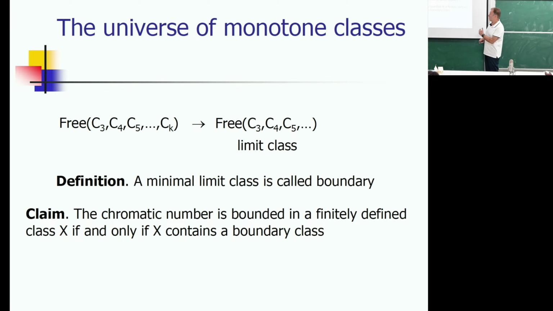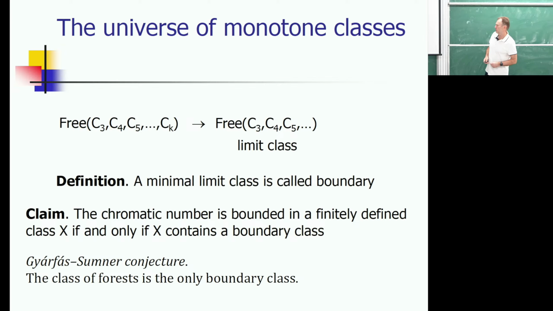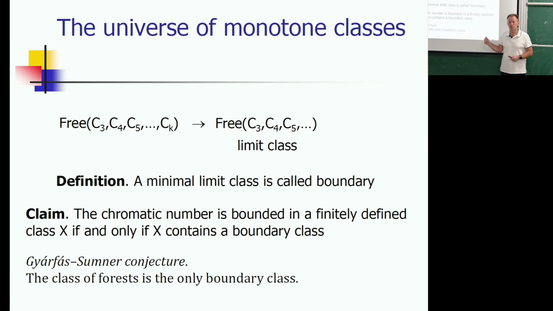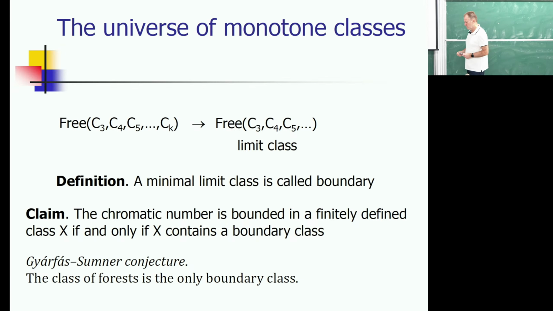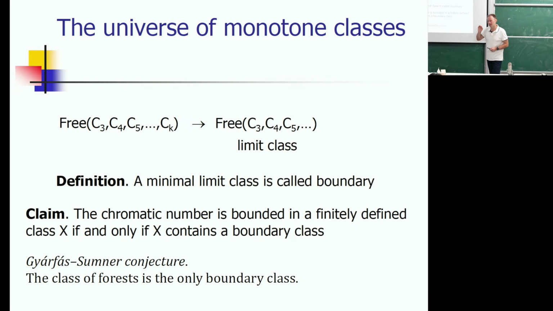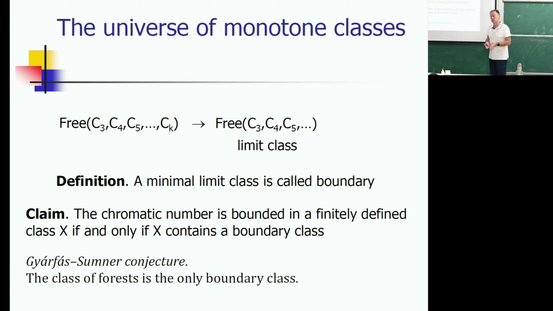And in this terminology, the famous conjecture about chi-bounded classes can be stated in the following way. The class of forests is the only boundary class, meaning that if we exclude a forest, then we obtain a class of bounded chromatic number, a chi-bounded class, more precisely. So the class of complete graphs is a minimal hereditary class of unbounded chromatic number. The class of forests is a boundary class, but it's only a conjecture.